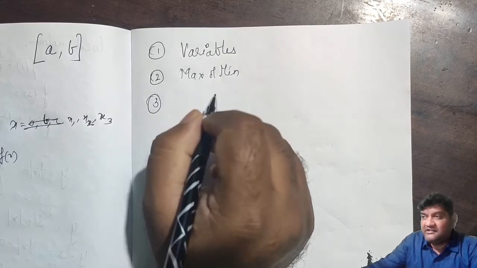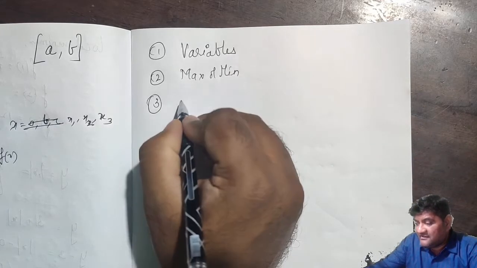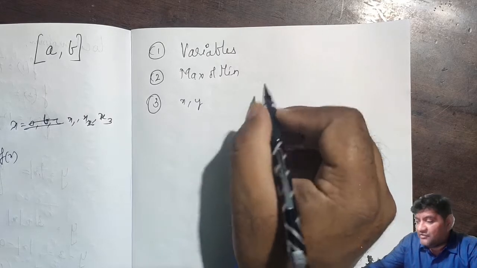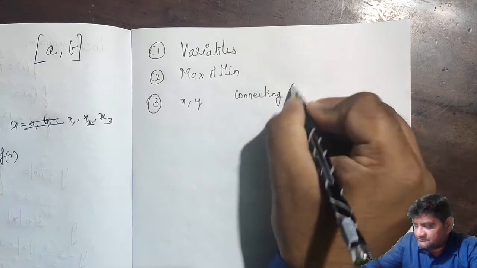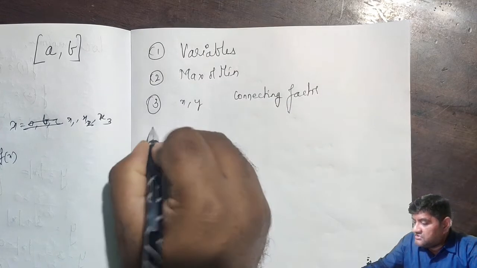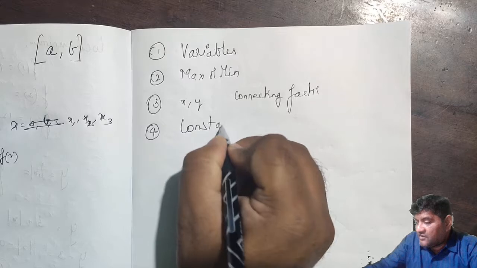Generally, there will be 2 variables. Let's take the variables as x and y. From the situation given to you, you will also try to find out the connecting factor between them. Let's say connecting equation. Also in the question there will be a constant mentioned. You need to figure out what is the constant in the equation.